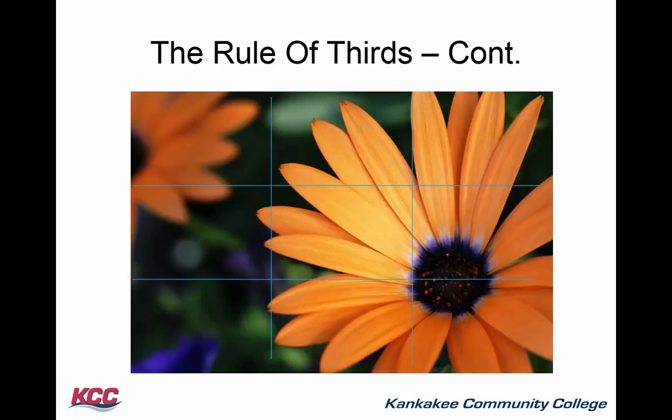Here we have a flower, and the star of the show is down here near the next intersection or sweet spot. And so our rule of thirds, dividing into thirds. Many cameras have a setting in which we can turn on rule of thirds guidelines. They won't print out, they'll just be in your viewfinder.